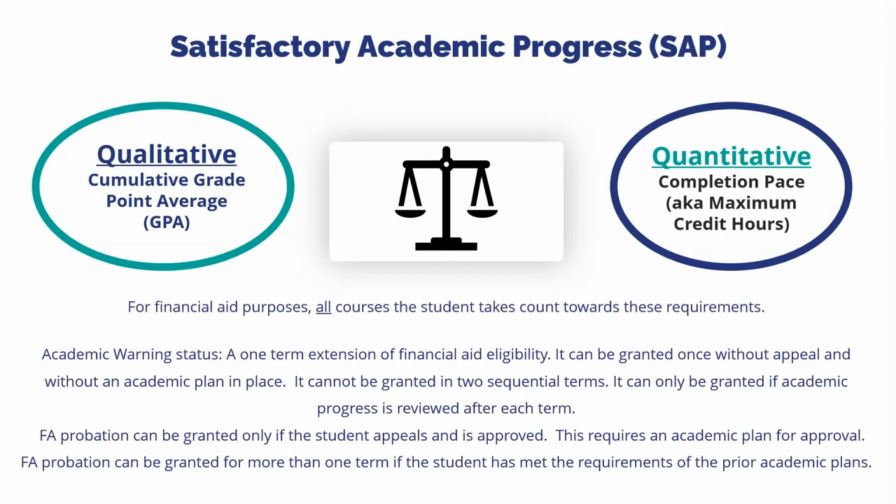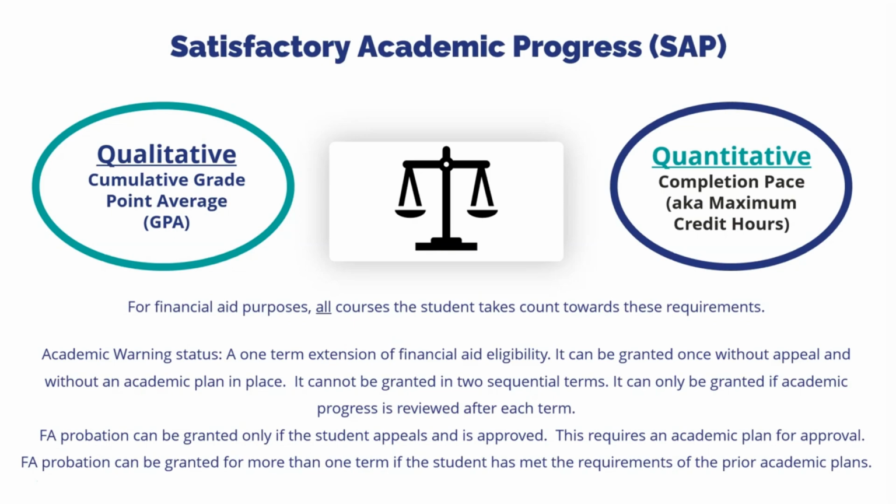Academic warning status: a one-term extension of financial aid eligibility. This can be granted once without an appeal and without an academic plan in place. It cannot be granted in 2 sequential terms. It can only be granted if academic progress is reviewed after each term. You can check on your academic warning status and any other SAP status on your financial aid portal.